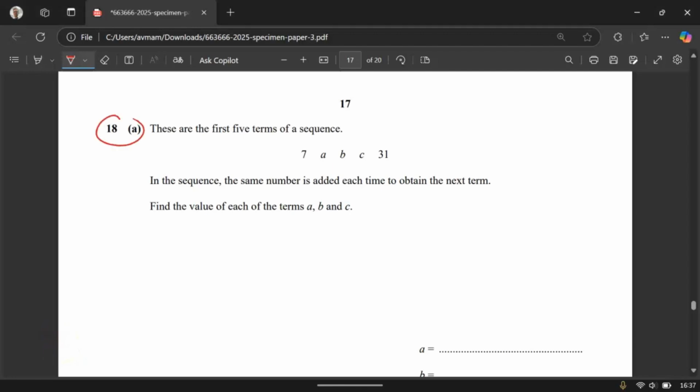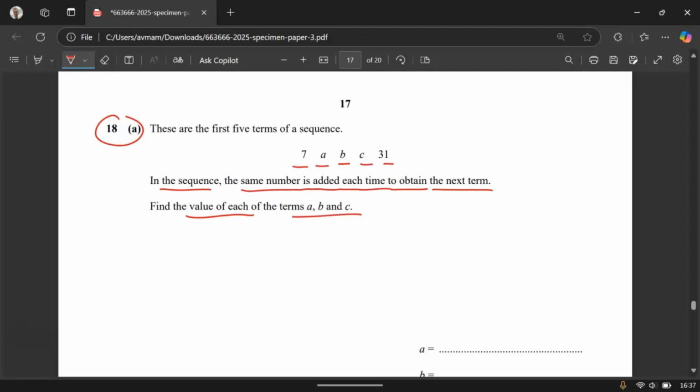Question number 18a. These are the first 5 terms of a sequence: 7, A, B, C, and 31. In the sequence, the same number is added each time to obtain the next term. Find the value of each of the terms A, B, and C.